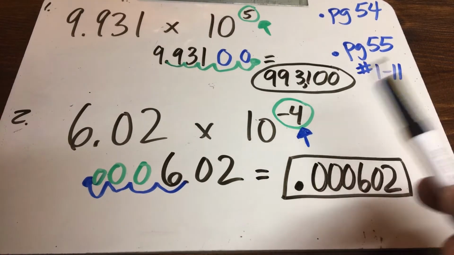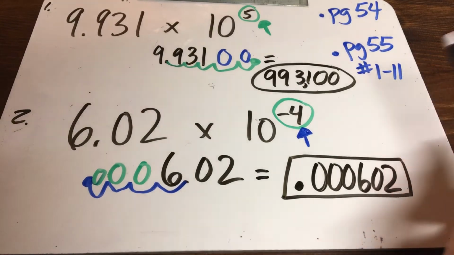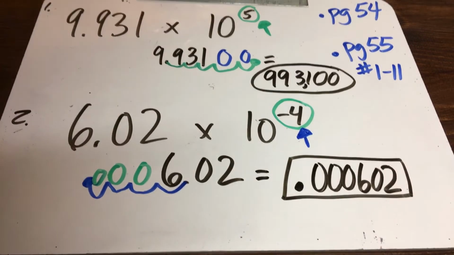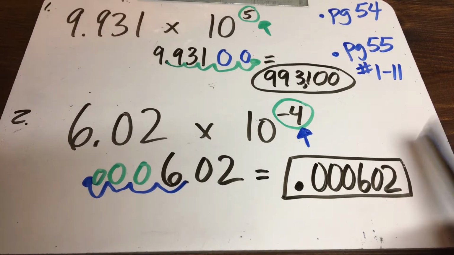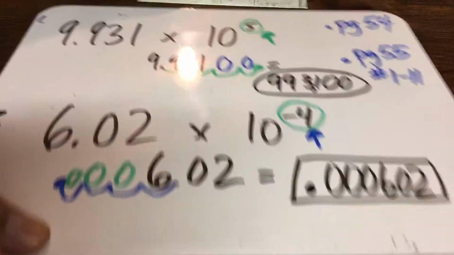Okay, so these 2 questions will help you on page 55. If you chose to do page 55, this is going to help you with number 1, 2, and 3 on page 55. 1, 2, and 3 are just like these. So if you want to pause the video, go ahead and do number 1, 2, and 3 on page 55. Go ahead and pause it right now, and then unpause it when you're done.